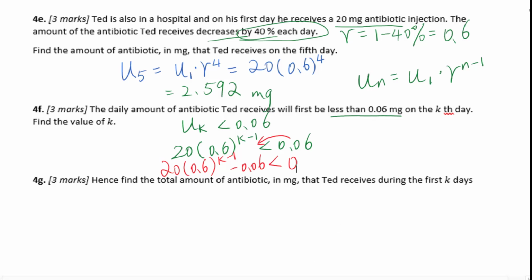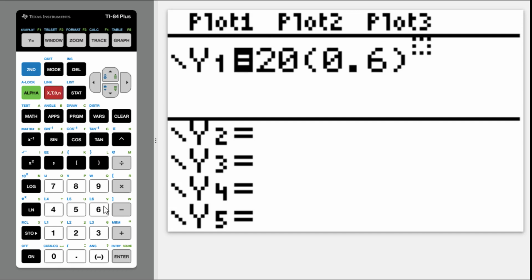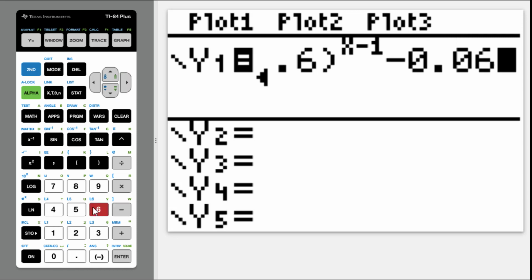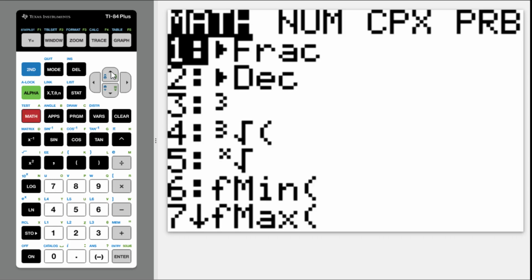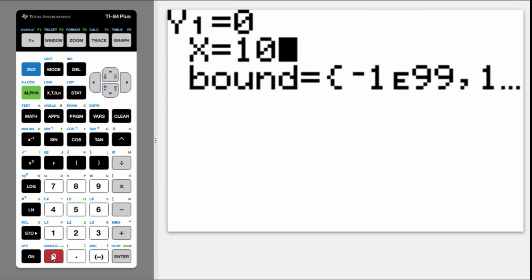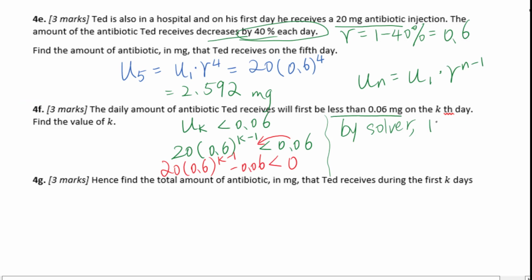Go to the calculator. 20 times 0.6 to the x minus 1 power, then minus 0.06. Math, up arrow, solver. 10 as an estimated value. Alpha, enter. The answer will be 12.4. By solver, k equals 12.4.